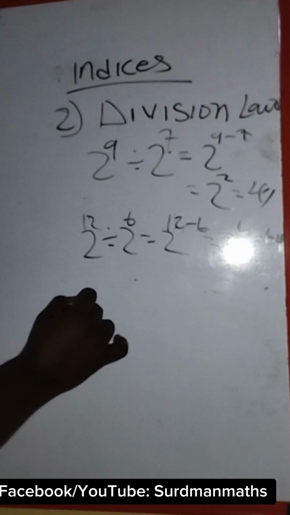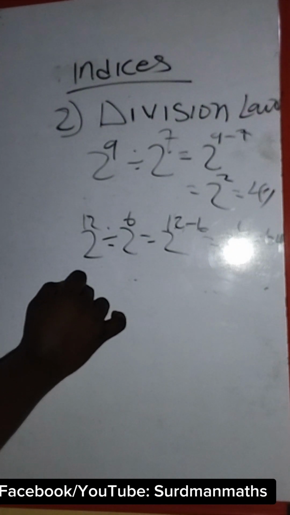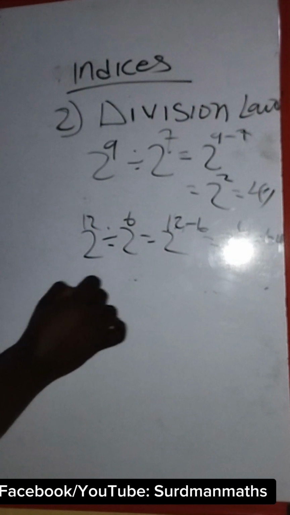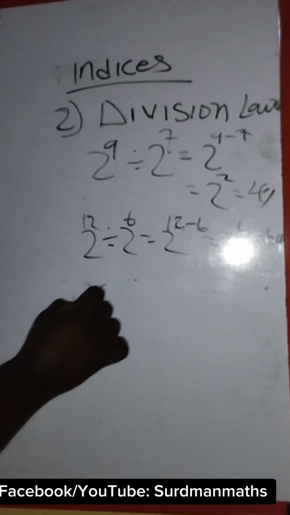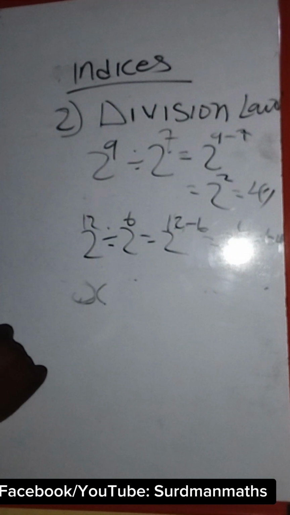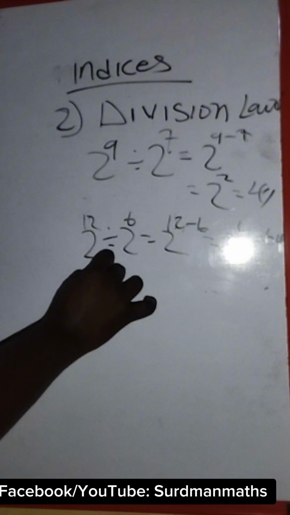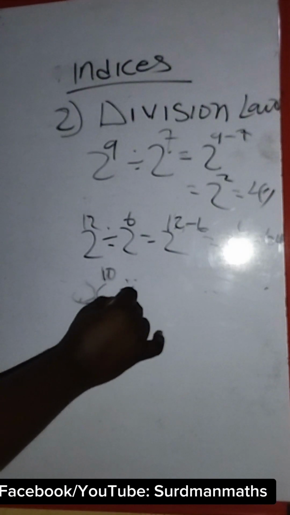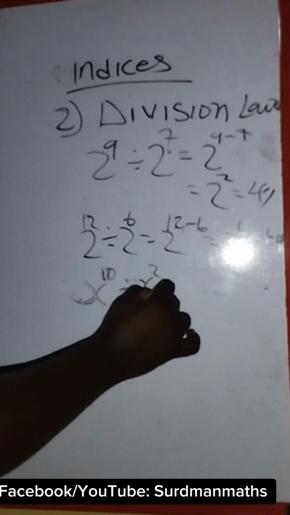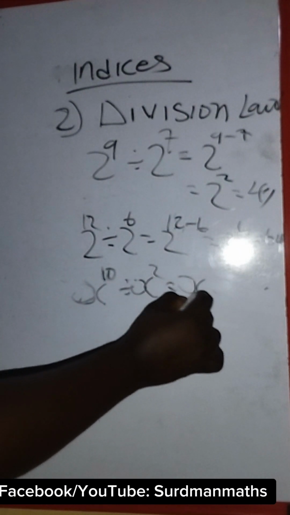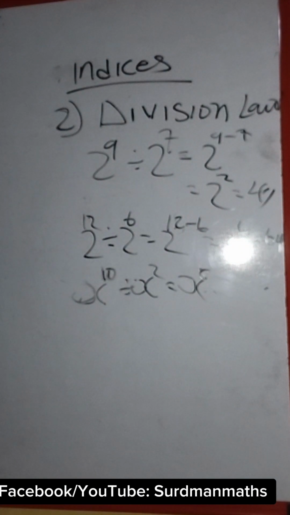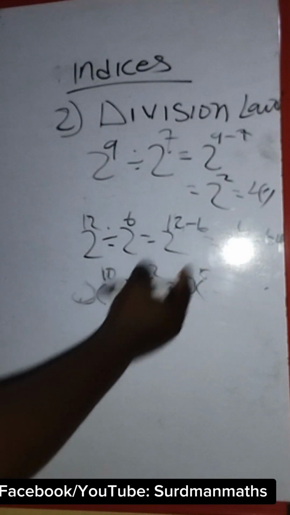Now let's see our next value. Say we have x raised to power 10 divided by x raised to power 2. The answer will give us x raised to power 8. So this is still the same, okay?